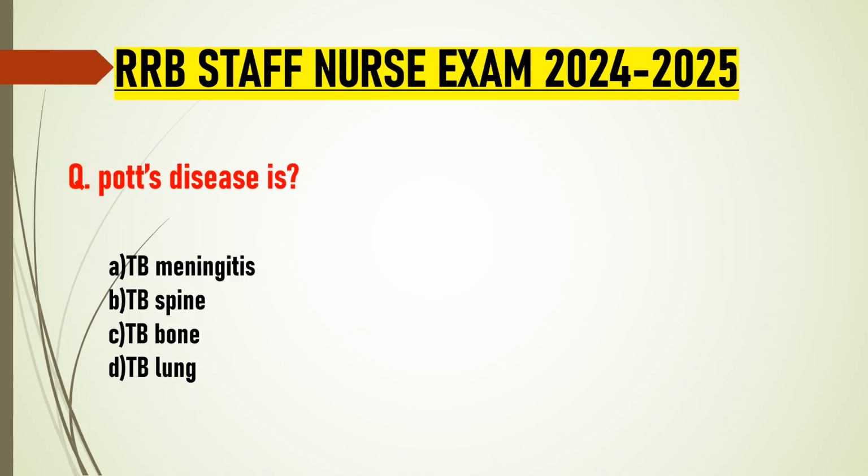Fourth diseases. Options are: option A, TB meningitis; option B, TB spine; option C, TB bone; option D, TB lung. So the answer is option B, TB spine.